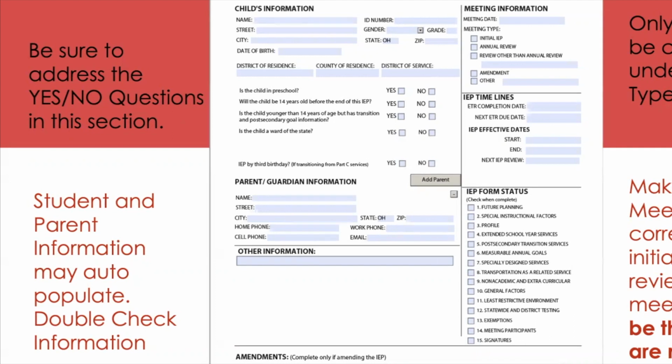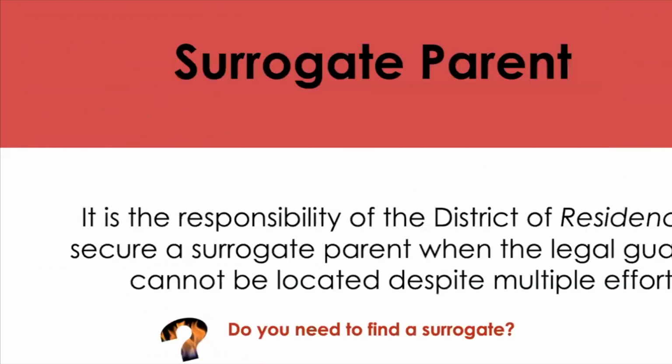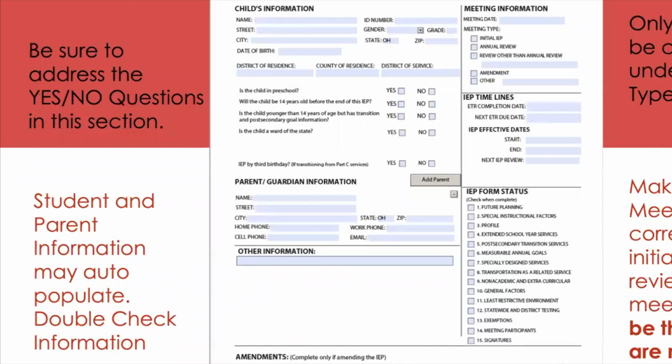Your IEP timelines, double check that your ETR completion date and your next ETR date align to the actual ETR documents. Some systems will go ahead and auto-populate those. So it's very important that you make sure that they are correct and they're aligned appropriately. And then make sure the meeting date is correct for that initial or annual IEP meeting. Remember again, it must be the date that you are meeting.